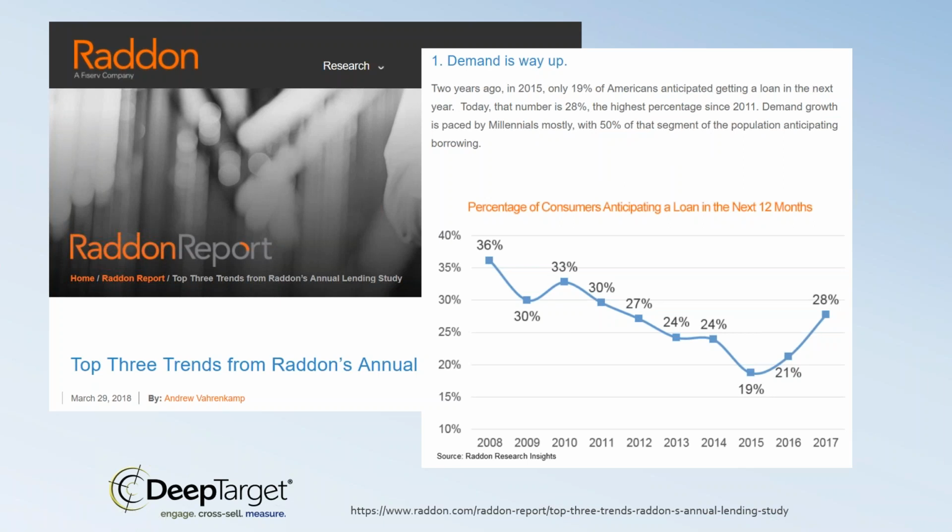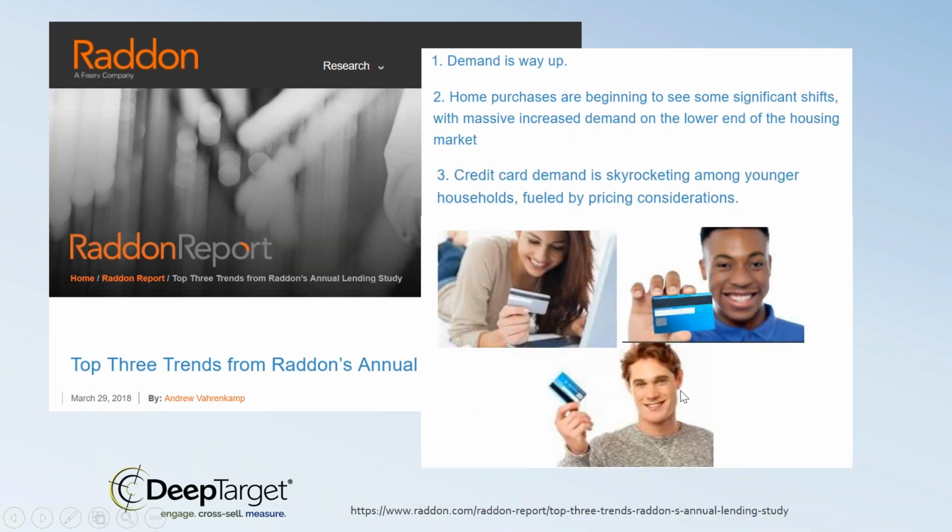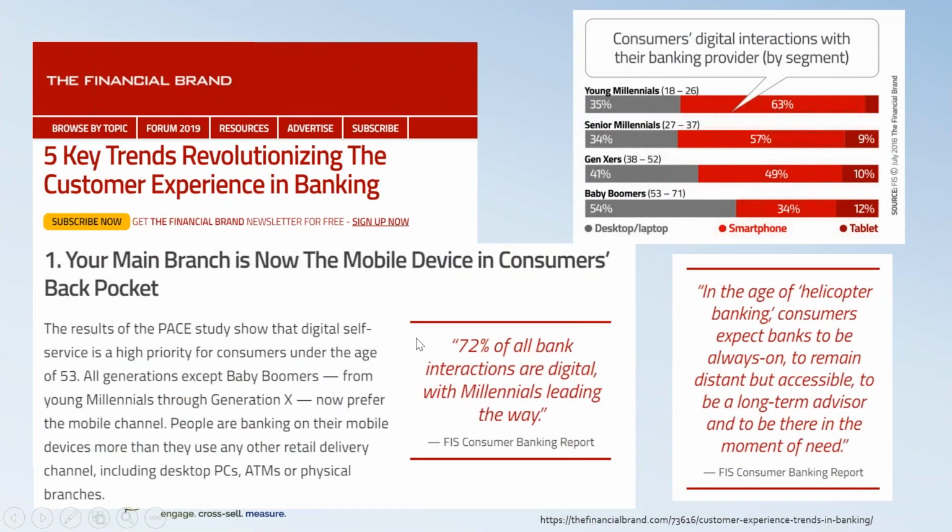That's incredible. Exactly. So we've got to get in front of millennials for that appetite they have for these new financial products. Also, home purchases are up. No surprise to that. With Gen X, we're leading the way. Baby boomers right behind them as well. So a lot of details here I won't go into, but you can read all of this in the report. And then finally, credit card demand has skyrocketed. And this is, again, driven by the younger households, fueled by so many pricing considerations. Just make sure you're out there in the mix as well, showing your credit card campaigns to your customers.